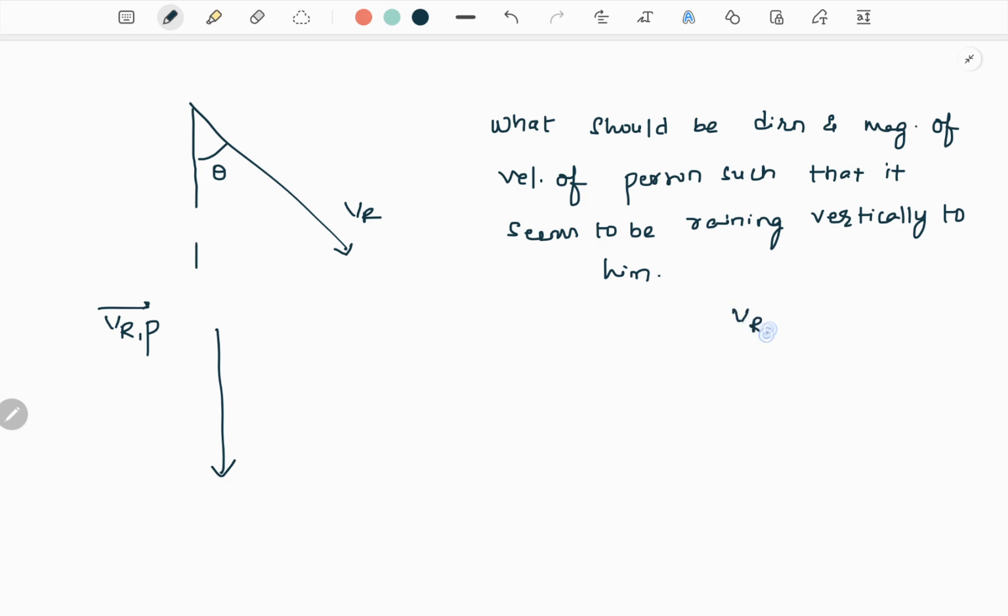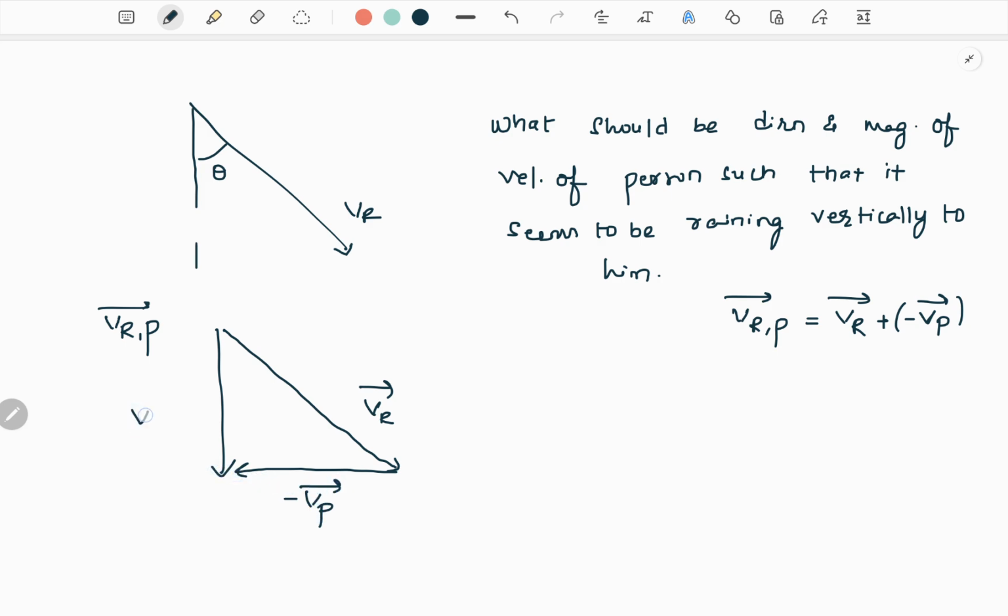So we'll make use of this relation: velocity of rain relative to the person is equal to velocity of rain plus minus velocity of person. The vector sum of the velocity of rain and minus Vp would give us the velocity of rain relative to the person. Basically this is theta. If minus Vp is in this direction, Vp should definitely be in the opposite direction. Only then would Vr plus minus Vp give us Vrp. So the person has to be running in the right direction in this case. And with what magnitude? We will try to express that in terms of Vr and theta.